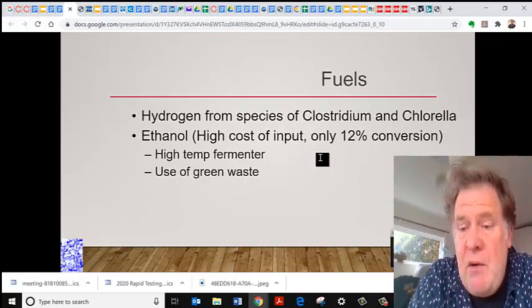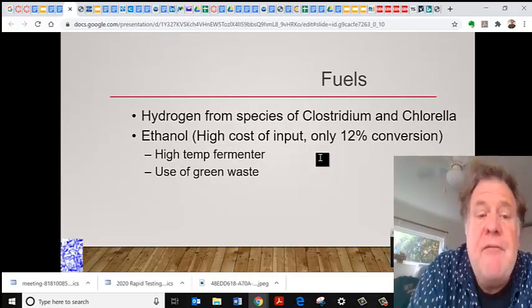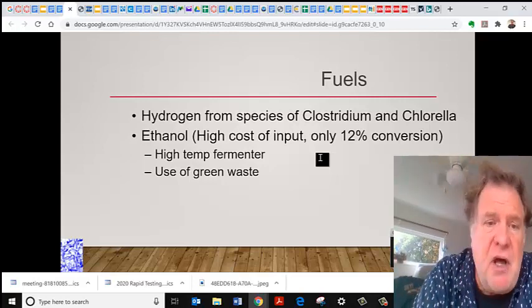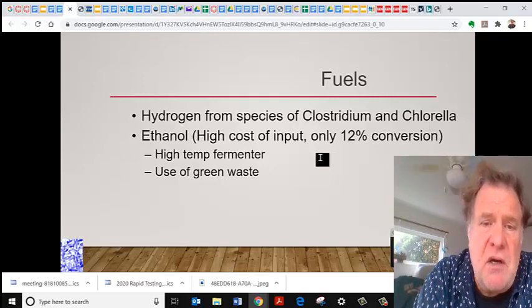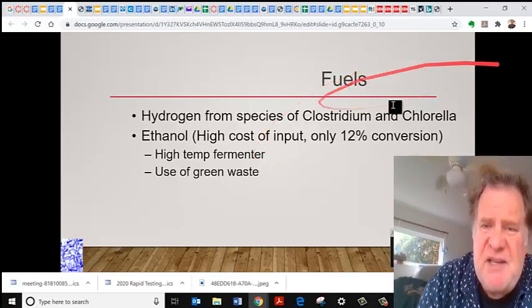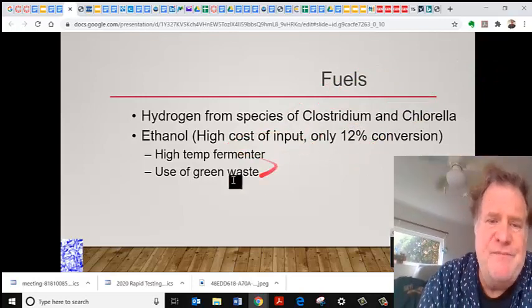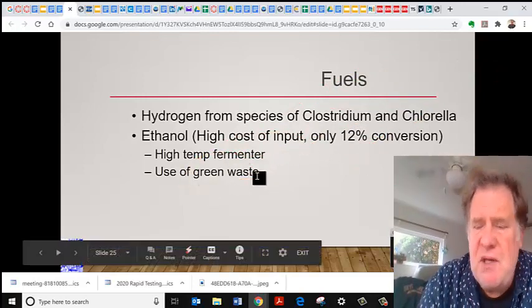Fuels right now in California, and in Illinois, where I'm from especially, we tend to see a lot of fuels. A lot of corn is being converted into ethanol, which you can use in your car. There's a high cost of input, and basically we only get about 12% conversion on those. The idea that we can do is use green waste.